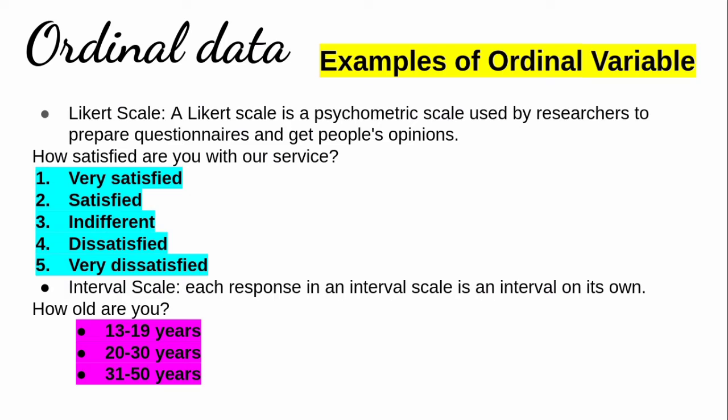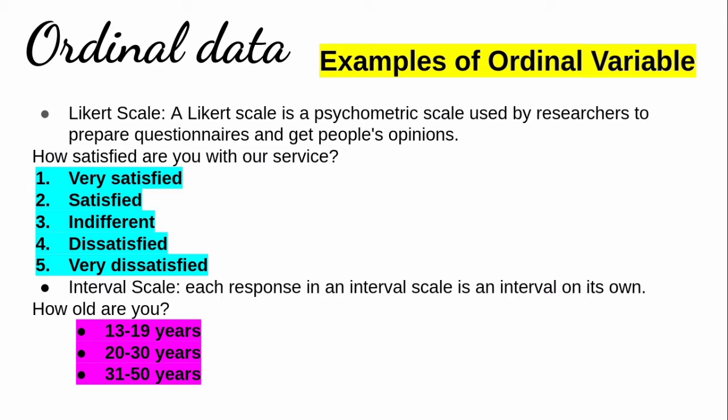These are examples of ordinal variables. Measuring using a Likert scale. A Likert scale is a psychometric scale used by researchers to prepare questionnaires and get people's opinions. For example, how satisfied are you with our service? 1 for very satisfied, 2 for satisfied, 3 for indifferent, 4 for dissatisfied, and 5 for very dissatisfied. This scale is used to gauge how likely a customer enjoyed a service.